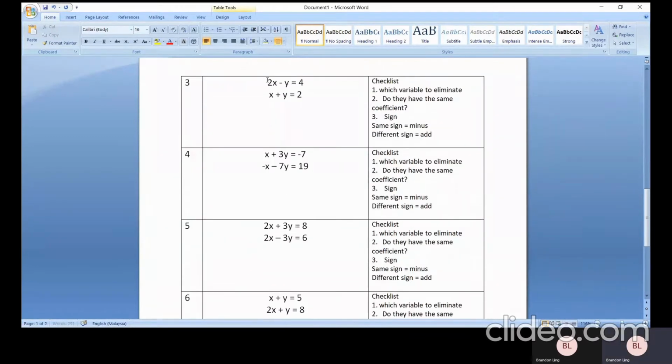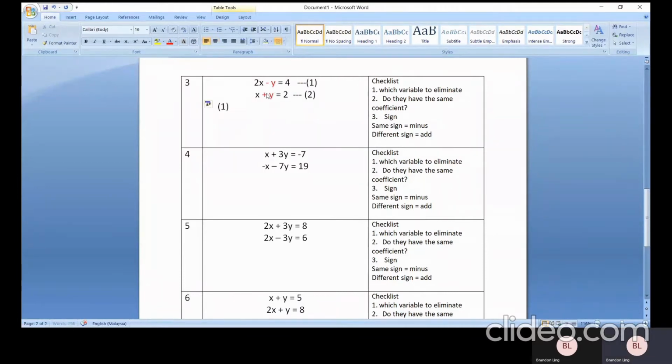Now let's take a look at these two variables, 2x, x, y, and y. Which variable do you think it is easier to eliminate? In fact, the answer will be y, reason being that both of them have the same coefficient. So now I would like to eliminate the y instead of the x, because both of the y have the same coefficient.